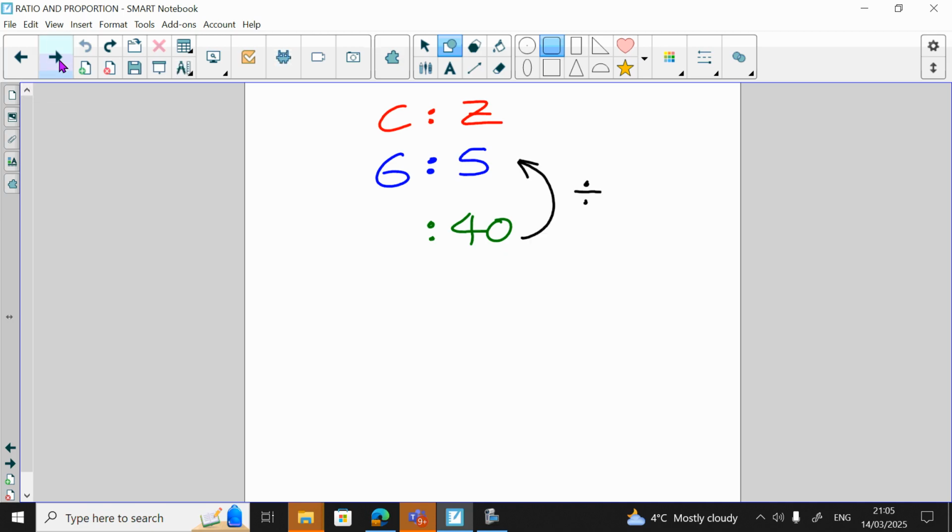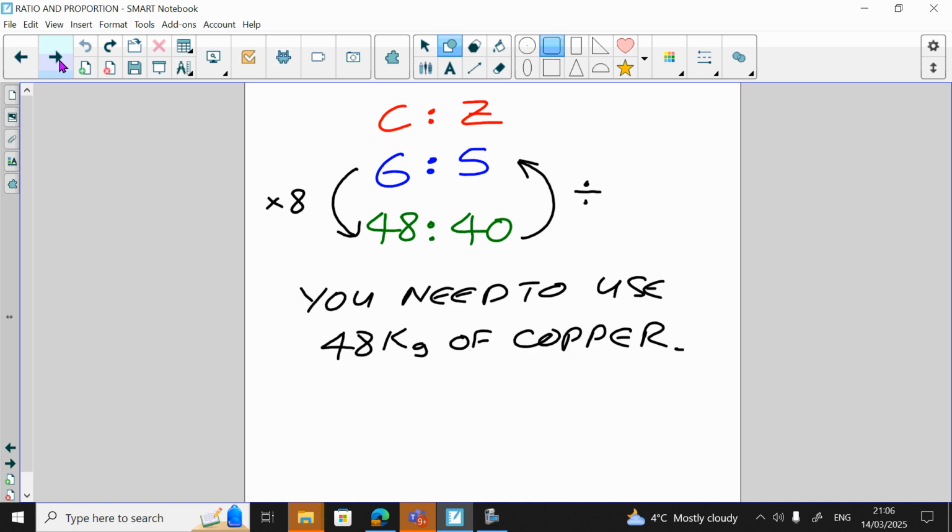So we take the 40 divided by 5. What do you get? 8. On the other side, opposite of divide is multiply. That's what we're going to do here. So 6 times 8 is 48. So that means we need 48 kilos of copper to make the alloy.